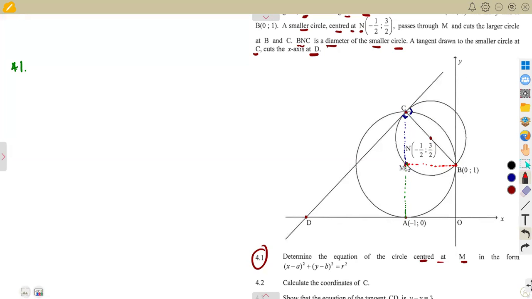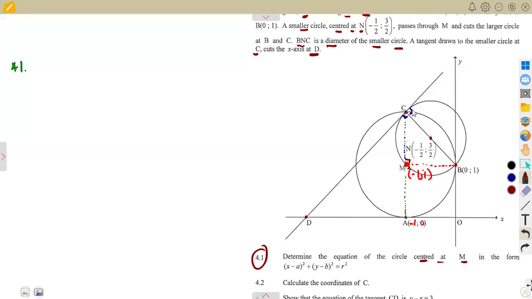What can we conclude about this point M from what we are given? It follows that the x value at point A, which is -1, is the same as what we have at M. And the y value at point B, which is 1, is the same. So M is going to be (-1, 1). That is what we have there.